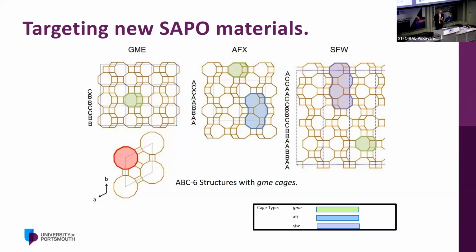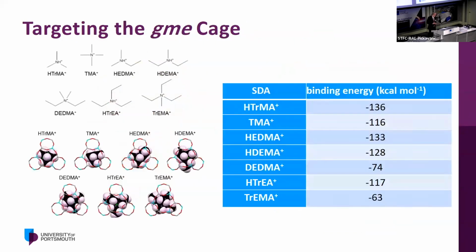Again, the strategy here is to take two cage types, the GME cage and the SFW cage, to make those particular cages and therefore those particular materials. In terms of the smaller GME cage, looking at several quaternary ammonium structures, if we go through these, there's one of the candidate molecules which came out at the top there.